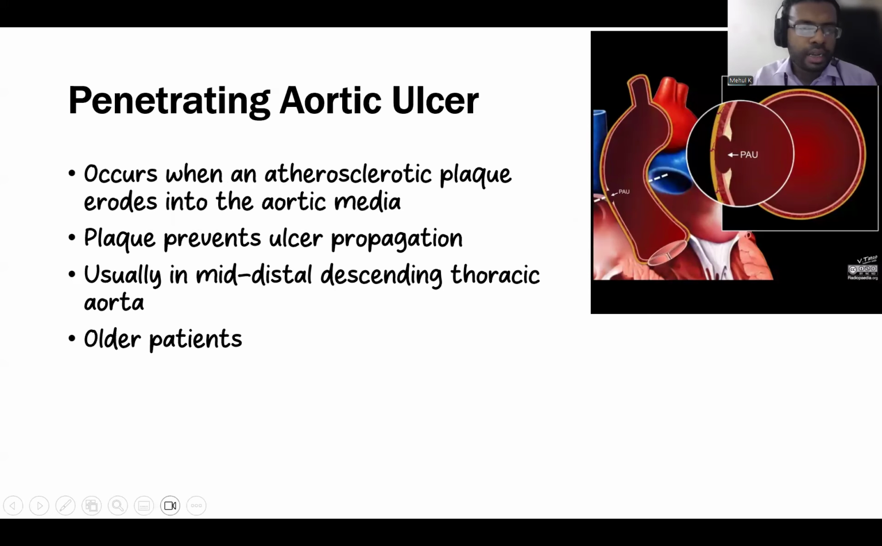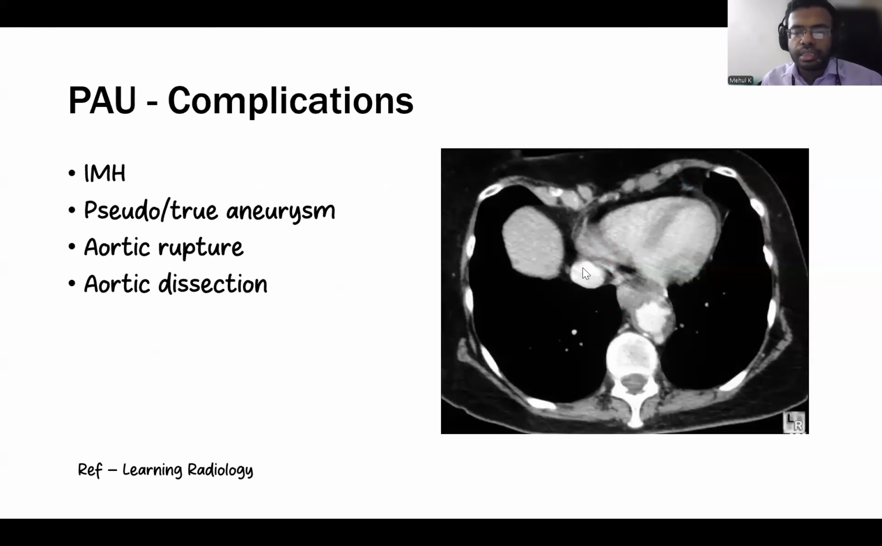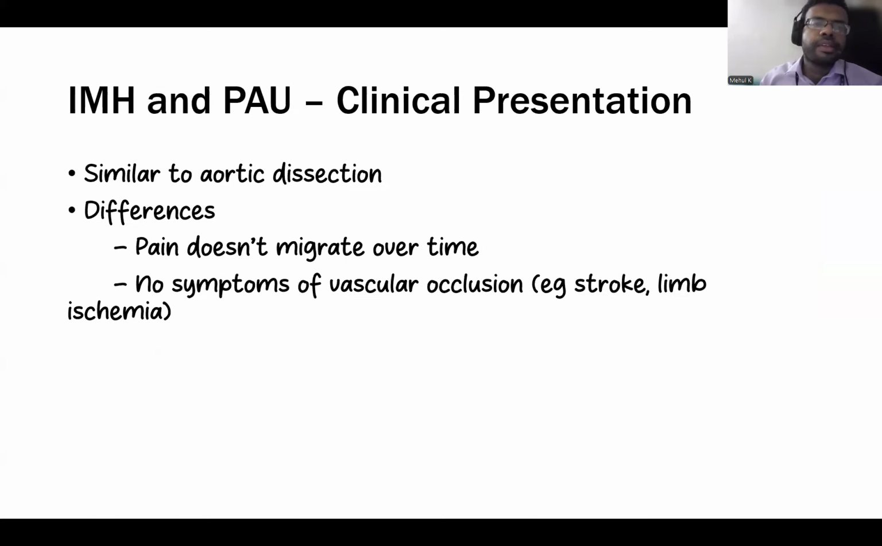So there is a higher risk of rupture, and it can later on lead to aneurysm formation as well. Coming to penetrating aortic ulcers, I already said that it occurs when the atherosclerotic plaque erodes into the aortic media, but the plaque itself prevents this from propagating like an aortic dissection does. Usually seen in older patients in the mid to distal descending thoracic aorta. And you can see in this image an outpouching posteriorly due to the penetrating aortic ulcer. This generally forms these circular aneurysms. So it can cause IMH, aneurysms, rupture and dissection as well.